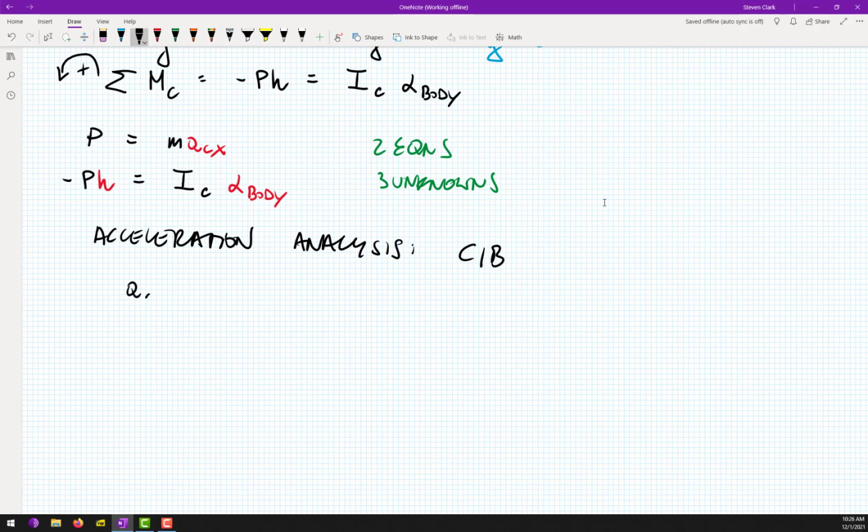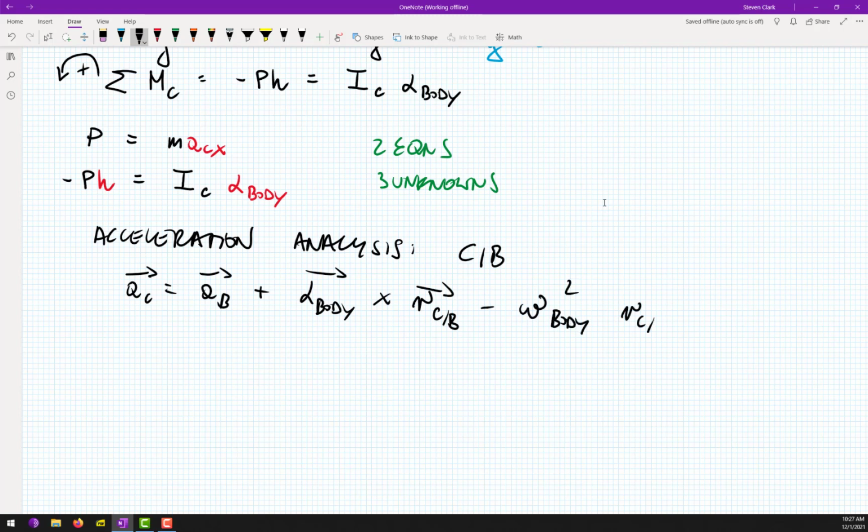Great. So AC is equal to AB plus alpha body times RCB minus omega body squared RCB. By the way, the system starts from rest. Yes, so check this out. We can set this to 0. System starts from rest.